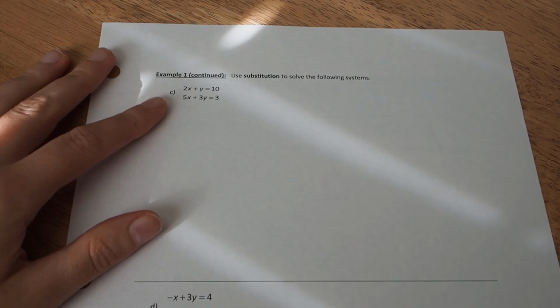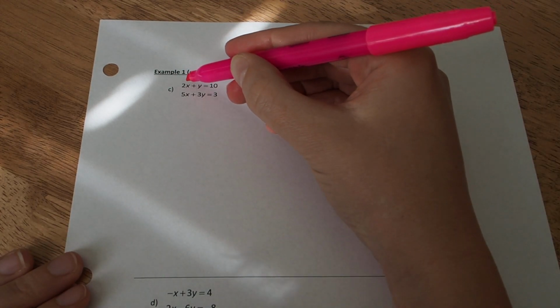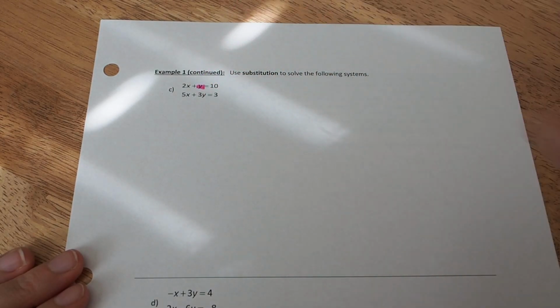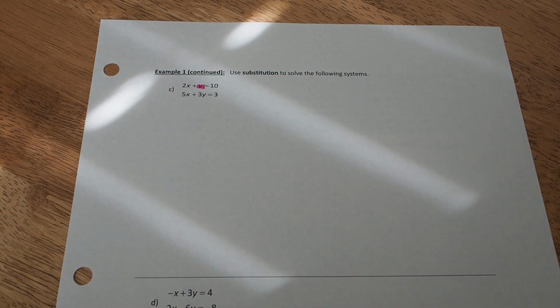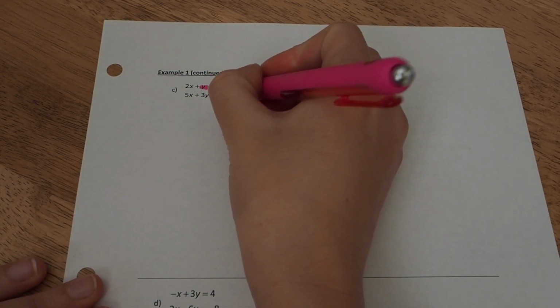I'm going to use substitution again in part C, and I want to look for which variable is the most convenient variable to isolate. So look at coefficients 2x, y, 5x, 3y. Since this first y has coefficient 1, that's going to be the most convenient variable to isolate. So I'm going to start by solving for that variable.